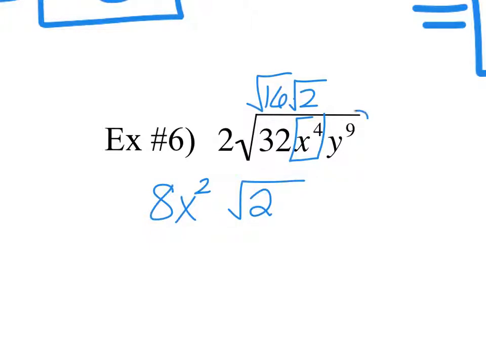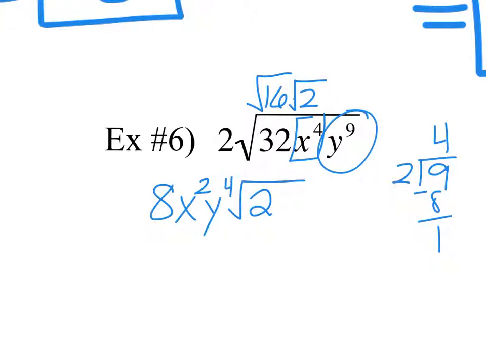Now see this y to the 9th right here? That's not going to be a perfect square. So let's do it the new way, the way that I like to do these. 2 goes into 9 how many times? 4 times. And how many remainders does it have? 1. So you're going to put 4 of the whole ones outside and leave 1 remainder back. No?